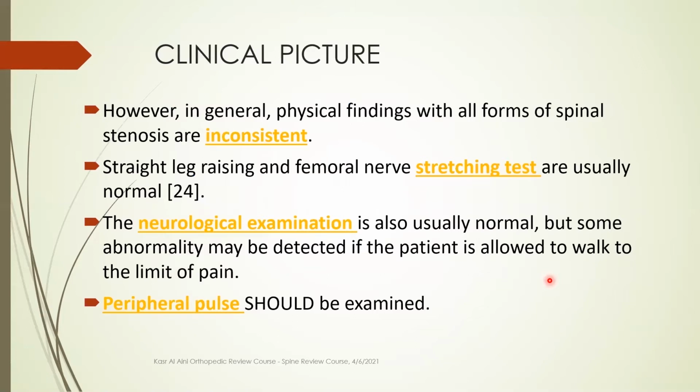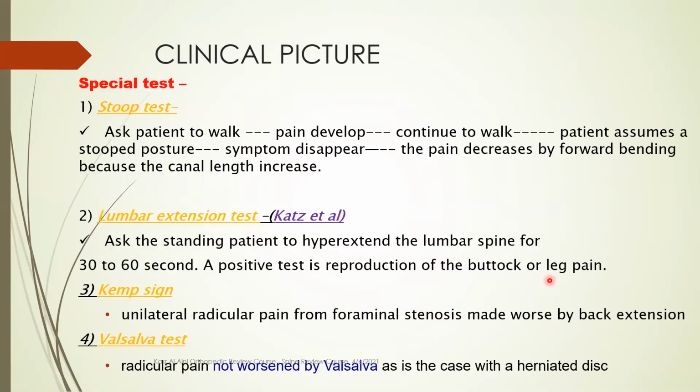In general, physical examination in spinal stenosis is inconsistent. Stretch tests are usually normal. Neurological examination is usually normal, but some abnormality may be detected when the patient is allowed to walk to the limit of pain. Peripheral pulses should be examined.